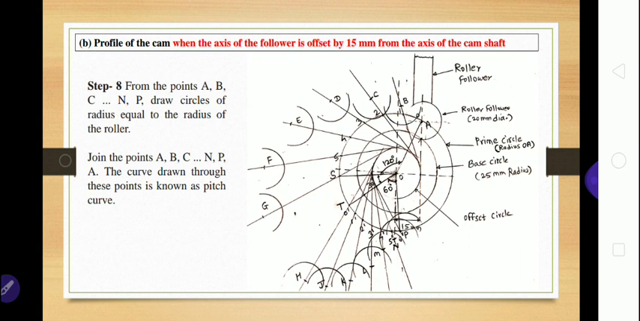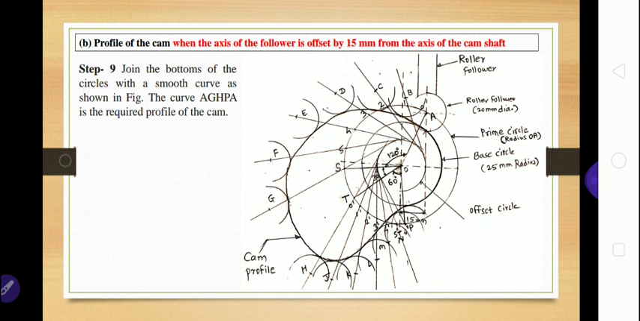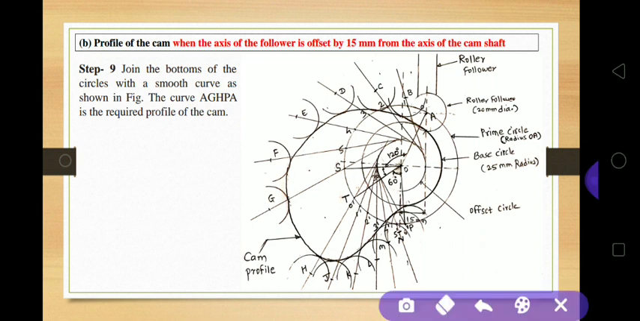We will just draw the half circles, and after drawing the half circles, join the bottoms of these circles with a smooth curve as shown in the figure. This curve AGHPA, so A to G, G to H, H to P and P to A, is our cam profile. This is our required answer if the follower has an offset of 15 mm.